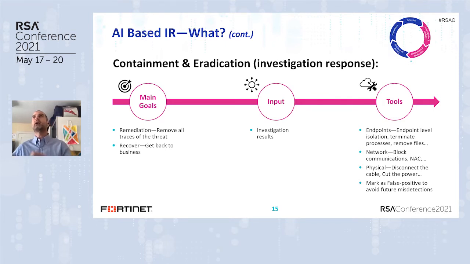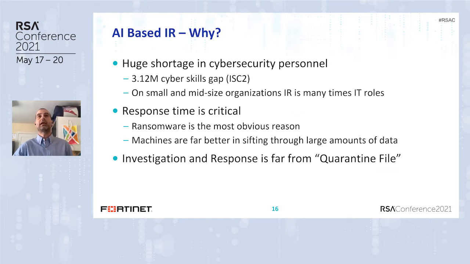To remediate, meaning removing all traces of an activity that had consequences on the attack, and recover, meaning go back to normal, go back to business. The input is our investigation results, which could be a lot of things. And of course, the tools that we're going to use are related more to endpoints, network, physical, again, of what are we going to do with the machine. Sometimes you need to physically intervene in that, and mark false positives and other misleading artifacts as such, so we can actually do that better in the next cycle of an incident.